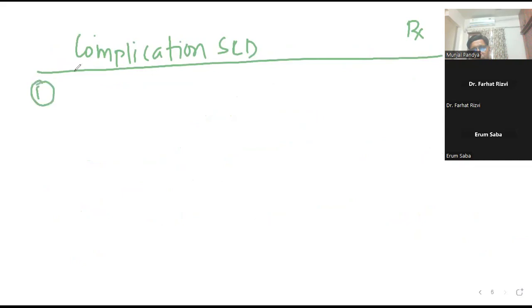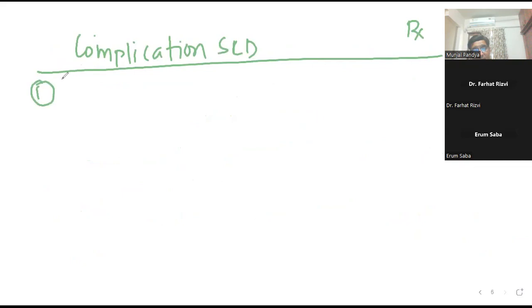Complications of sickle cell disease and their treatment. What is the treatment of each complication? Tell me one by one. One of you tell, Farhat, one tell, Iram, so you both get engaged in discussion. Yes, Farhat, tell me the first complication.